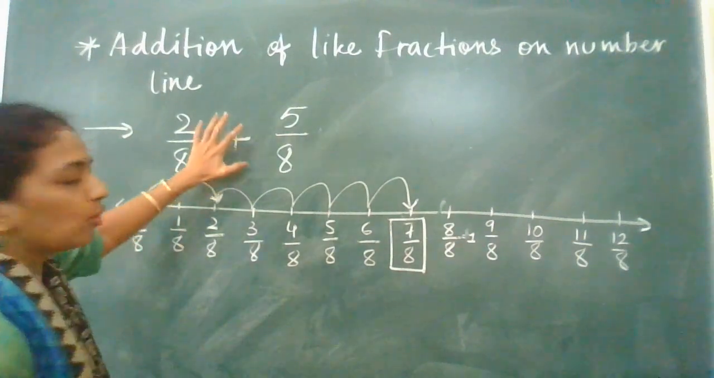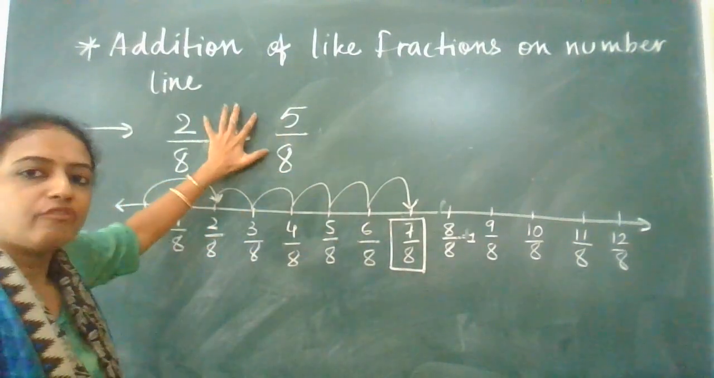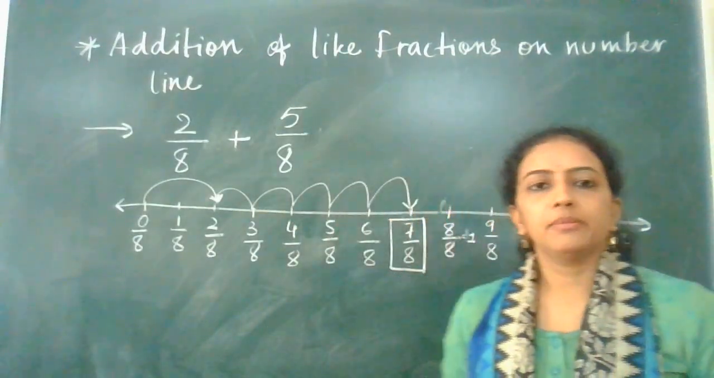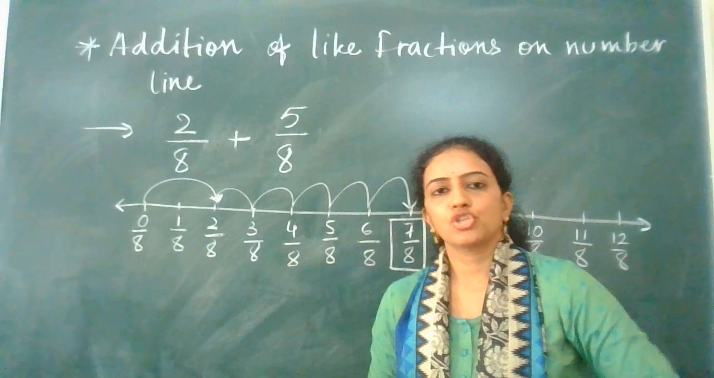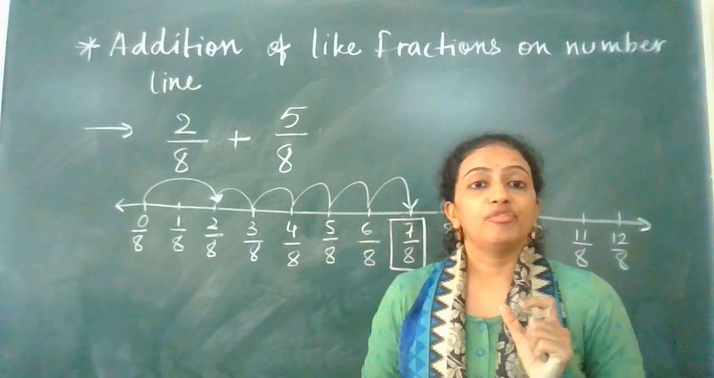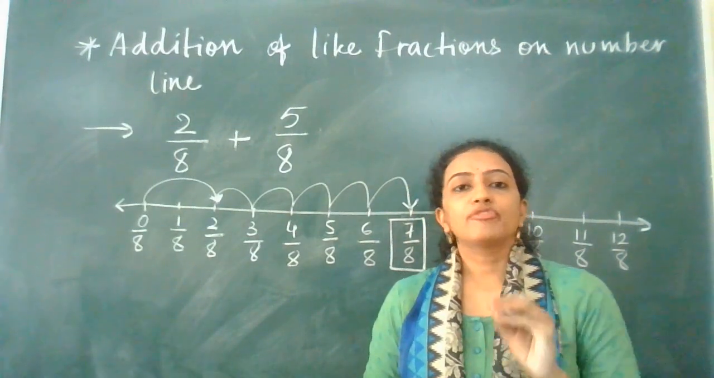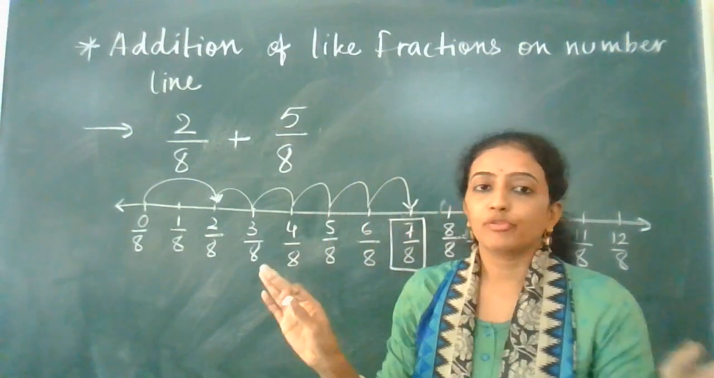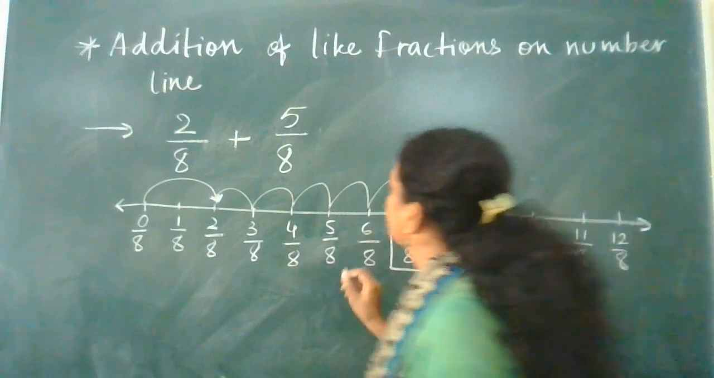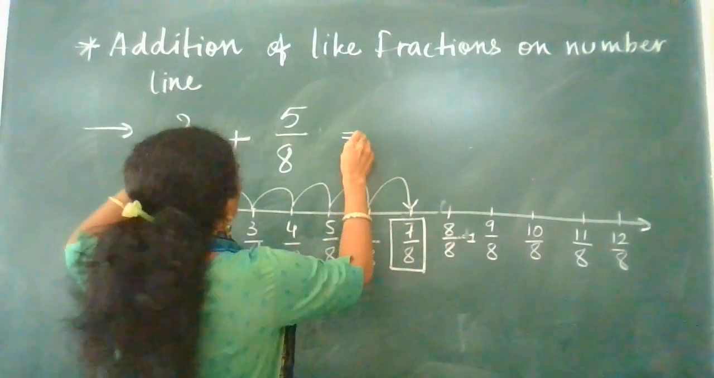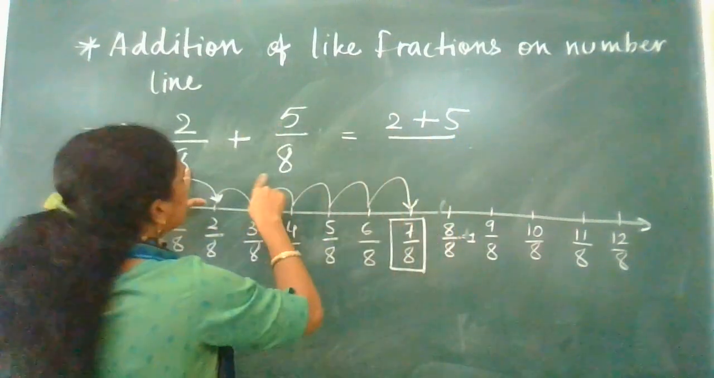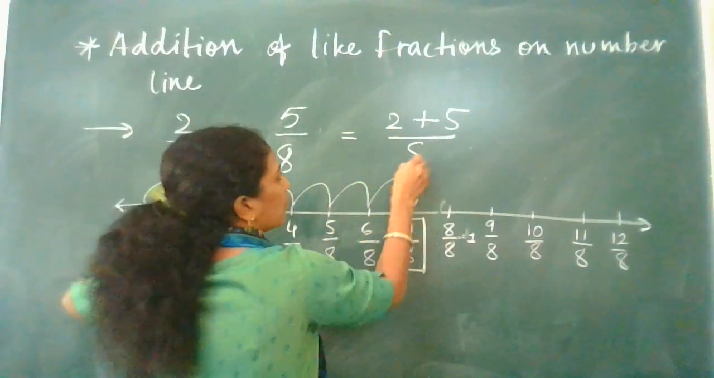Now if you want to confirm your answer, you can confirm it from here also. Children, always remember when you do addition and subtraction of fractions, you have to only add numerators. You don't have to add the denominators. So what you are doing is 2 plus 5. The denominator is the same, so we'll be writing it only once.